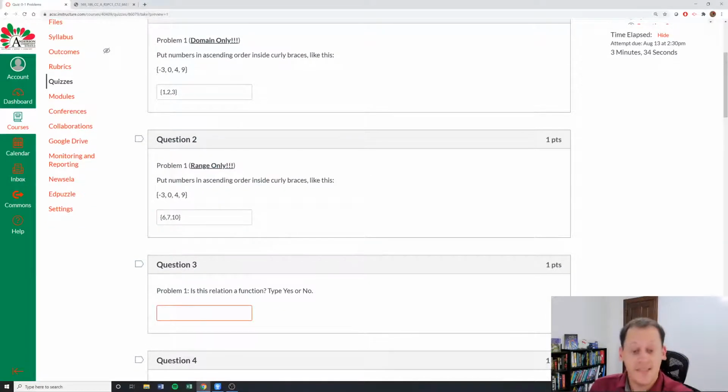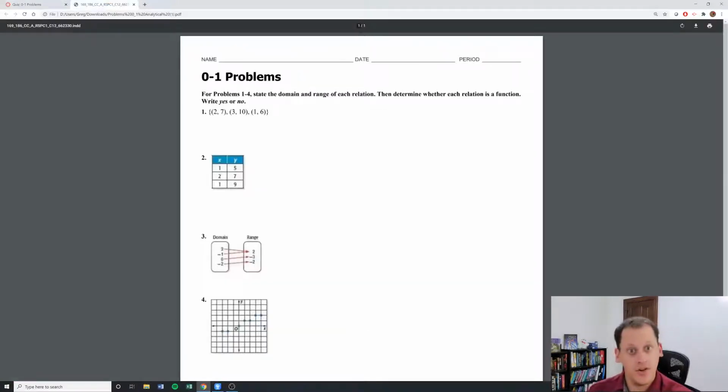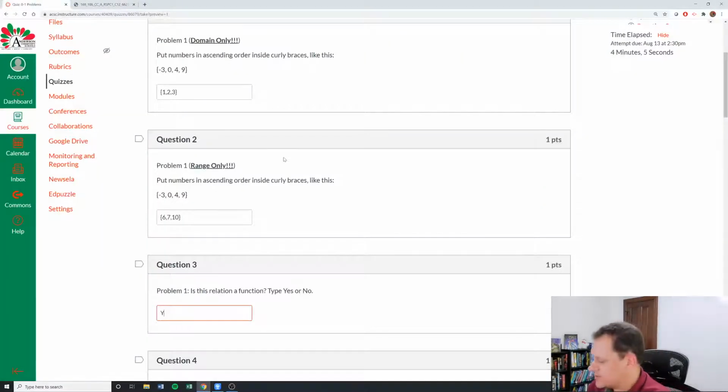Question 3 is: is this relation a function? Type yes or no. You don't even have to put an explanation like we did in the notes. It just wants yes or no. So we have to determine whether number 1 is a function or not. And remember, anything is a function if every x has just one y. So if all the x values are different for these points, the answer is automatically yes. For number 1, since all the x's are different numbers, 2, 3, 1, this is a function. The answer is yes. So we'll put yes there.